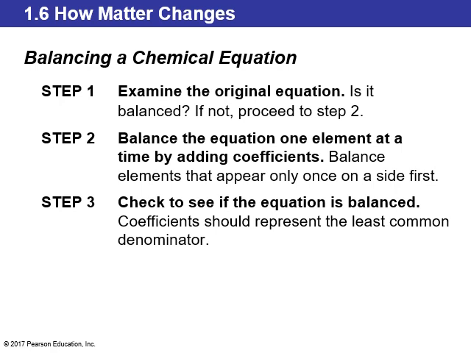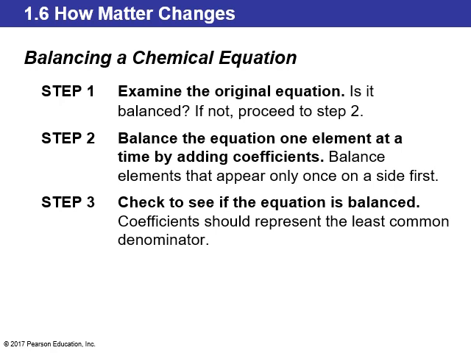To balance the equation, we're going to add coefficients to make the numbers equal on both sides. So let's say we have 1 carbon on the left and 2 carbons on the right. We could add a 2 to the carbon on the left, and that's going to change the number of carbons we have on the left. So we're going to do that to balance. We're going to add these coefficients.